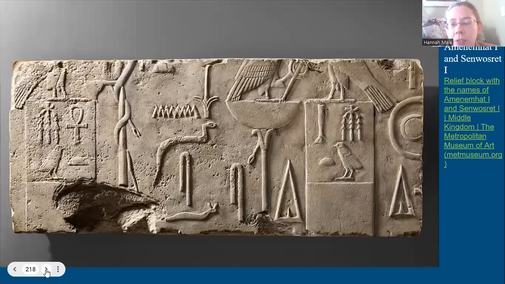This is another relief block that again was originally probably part of a building, and now is in the Metropolitan, and it has two names of Middle Kingdom pharaohs. So it has the names of Amenemhat I and Senusret I in the royal cartouches, which are here. So here and here.